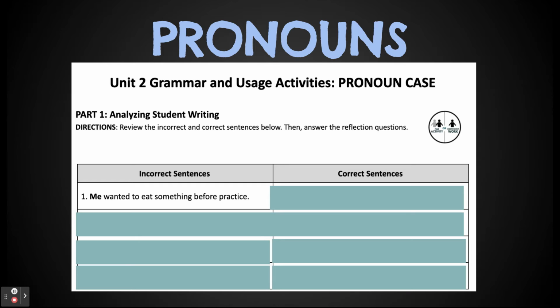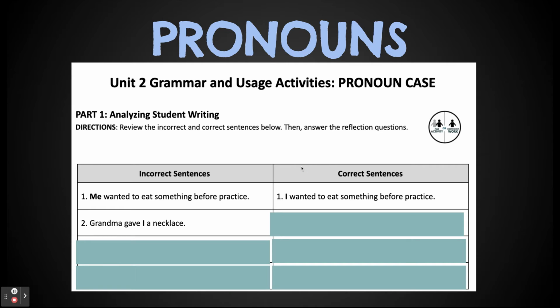So, number one, me wanted to eat something before practice. I sound like Cookie Monster or a caveman or something when I read that. The correct version of this sentence is, instead of me, we should say I wanted to eat something before practice. Number two, Grandma gave I a necklace. That should be Grandma gave me a necklace. Change I to me, and then it's correct.